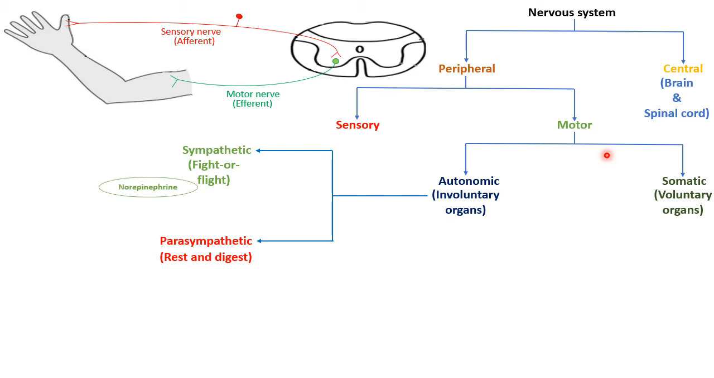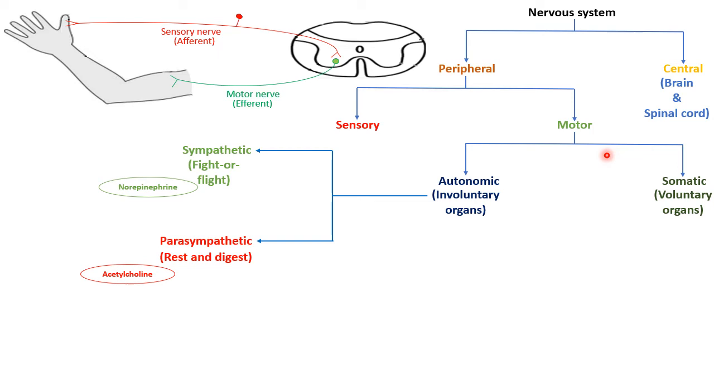So let's get started. First of all, we have to know the neurotransmitter of both systems. The main neurotransmitter of the sympathetic nervous system is norepinephrine, or we also call it noradrenaline. But the neurotransmitter of the parasympathetic nervous system is acetylcholine, and this is the first difference between the sympathetic nervous system and the parasympathetic nervous system.